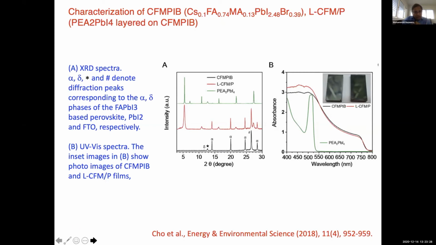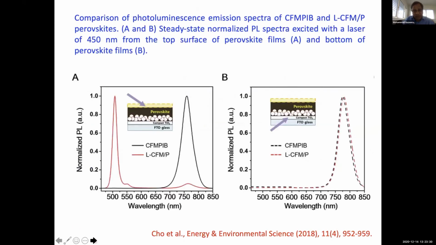So these are the two characterization techniques. And the third technique which I'm going to show you is, since the two-dimensional perovskite has a typical absorption around 520 nanometers, you can excite from the top side to see whether we have a two-dimensional perovskite on the top or it's in the bulk.